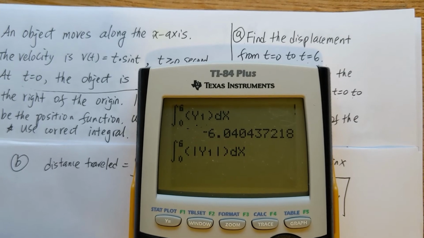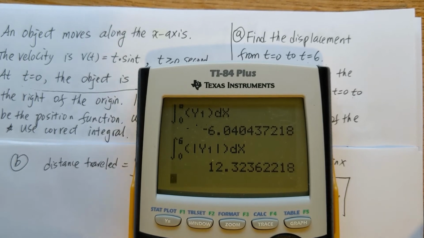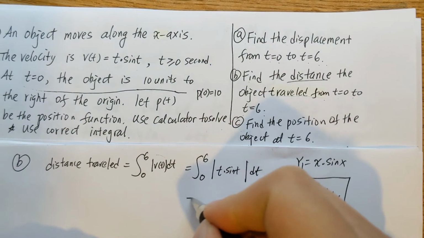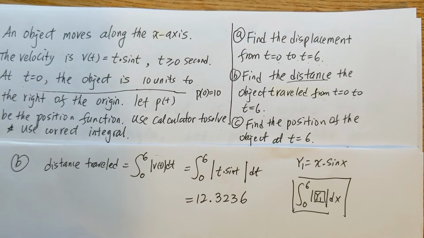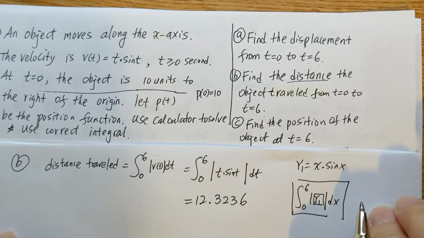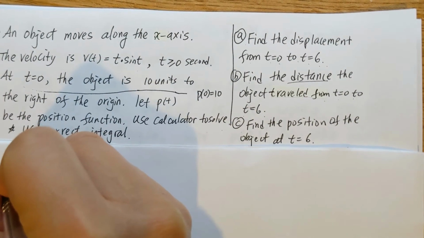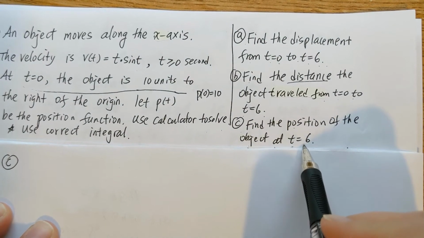Now we enter. Okay, so we got 12.3236. So we got our distance traveled is 12.3236. Let's go to part C. Find the position of the object at t equals 6.